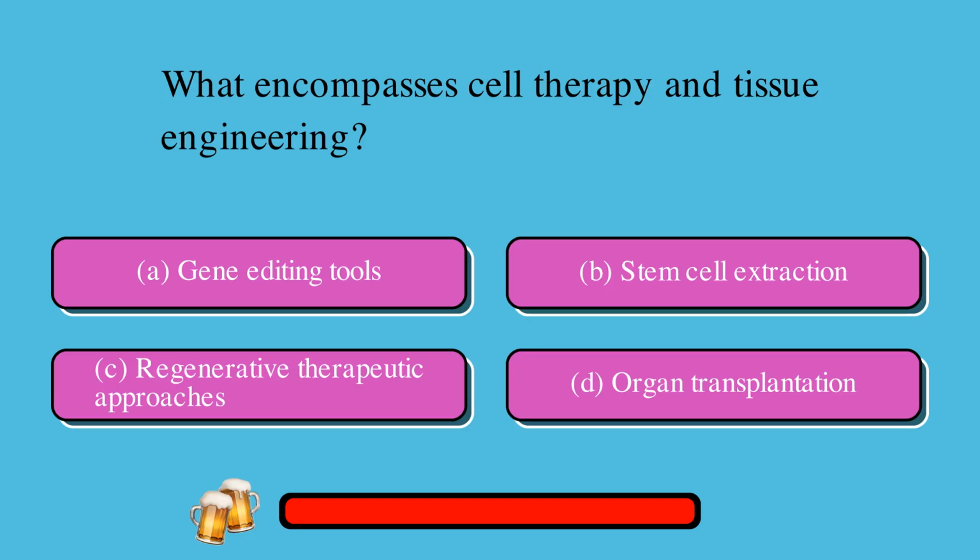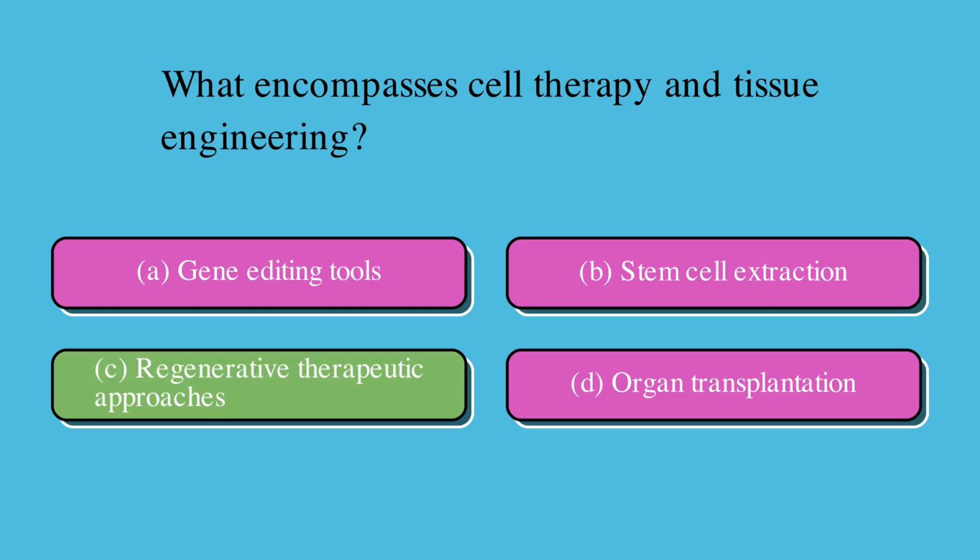What encompasses cell therapy and tissue engineering? A. Gene editing tools, or B. Stem cell extraction, or C. Regenerative therapeutic approaches, or D. Organ transplantation? The correct answer is C. Regenerative therapeutic approaches.